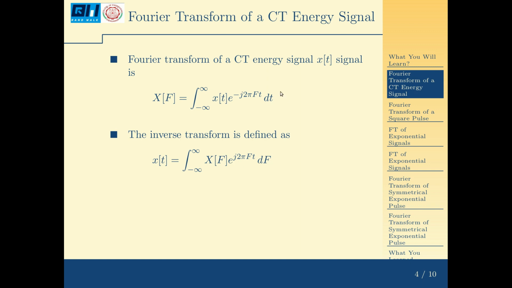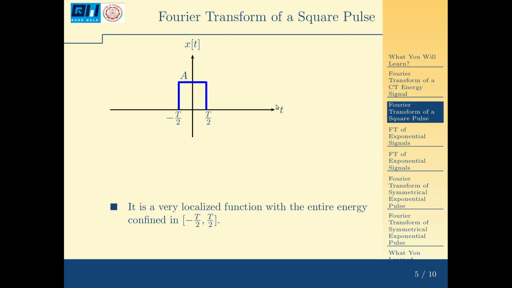This integration is in dt, so the resulting function is in capital F. Here the integration is in capital F, so the resulting function is in t. Here the kernel is e raised to minus j 2 pi F t, and here it is the conjugate one, e raised to plus j 2 pi F t. So this is how I define the Fourier transform X(F), and this is how I compute the inverse transform.